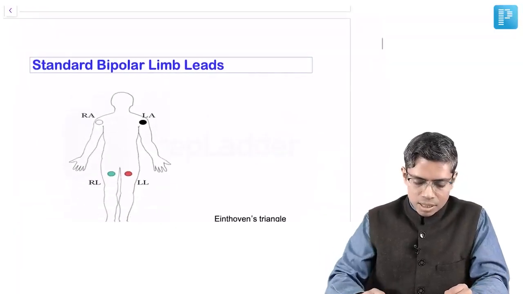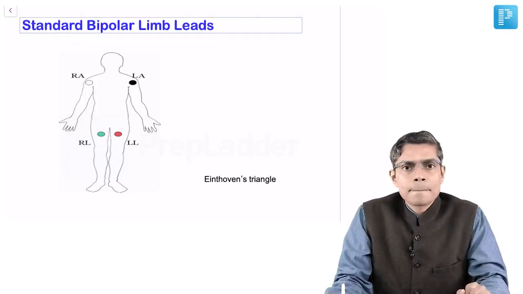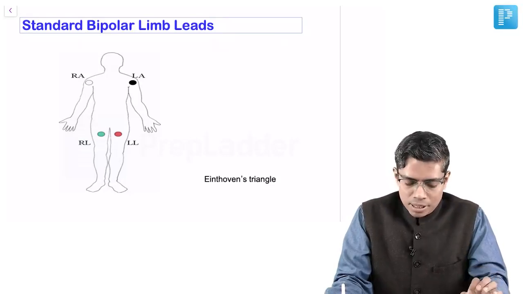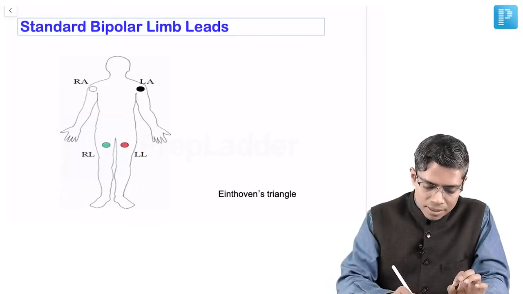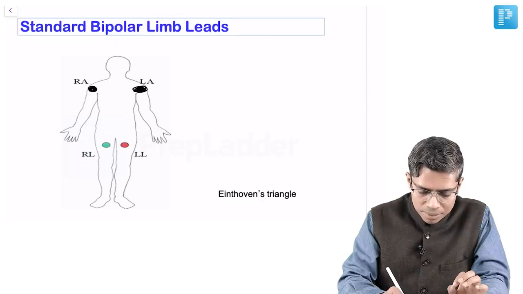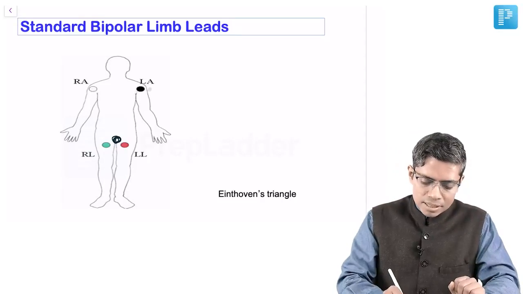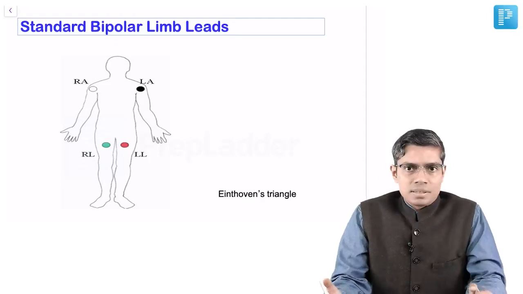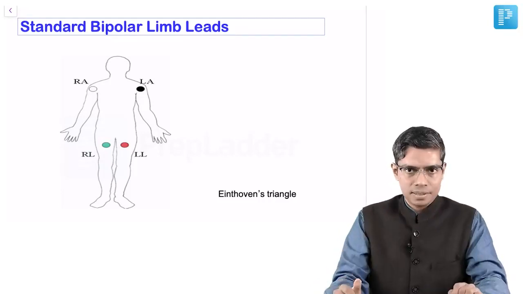So standard bipolar limb leads, lead 1, lead 2, lead 3. Look at the word bipolar. I have to understand what is the meaning of bipolar, but before that, I hope all of you know that for ECG leads, 3 reference points are taken: right acromion, left acromion and symphysis pubis. These are 3 reference points for connection of ECG leads, and that is according to William Einthoven's description, right? So this is by convention.